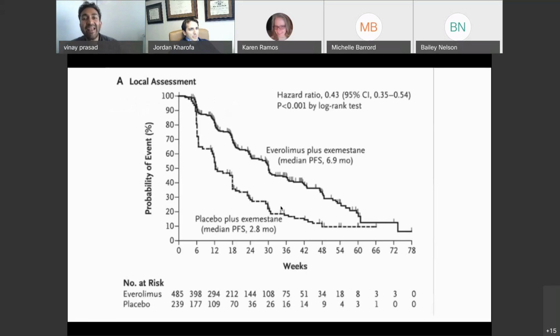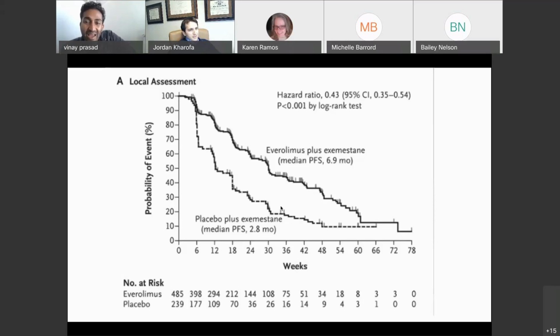I want to explain a little bit why PFS might not predict OS. I think it's tricky. I've shown you empirical data that shows, as a matter of fact, it very rarely predicts OS. Why might it not? This is another trial of everolimus: everolimus plus exemestane versus placebo plus exemestane, in metastatic breast cancer. There's a PFS benefit here, you'll agree with me. The hazard ratio is 0.43. Good hazard ratio? What do you think?